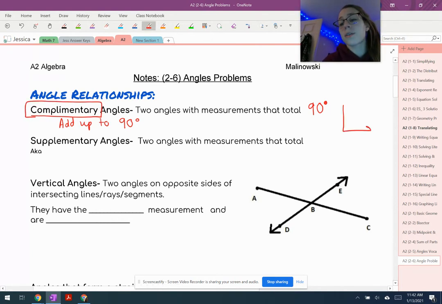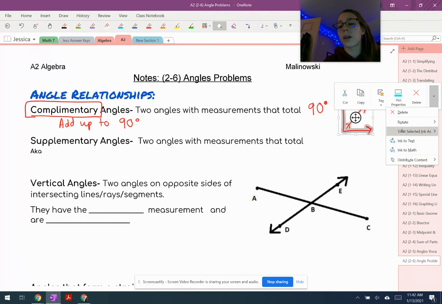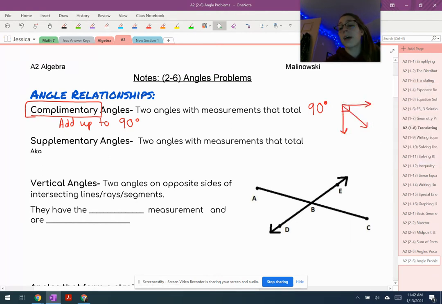Those are the ones that have that right angle box and look kind of like they form an L almost, but they don't always have to form an L. It could be all different directions. I could take that diagram and I can somehow rotate it. There we go. Boom. That's still a 90-degree angle. Those two angles are still complementary.